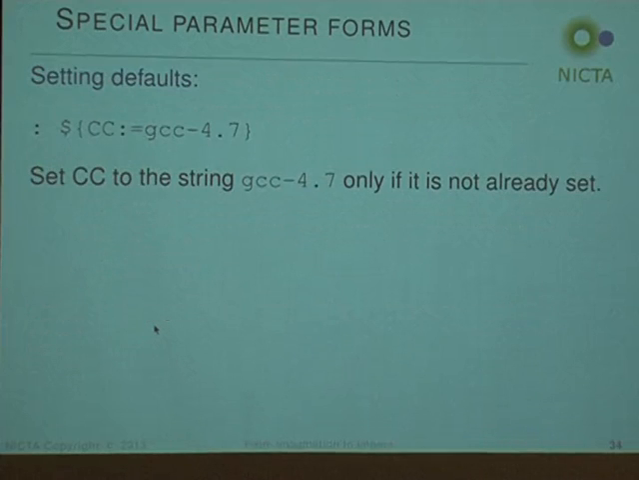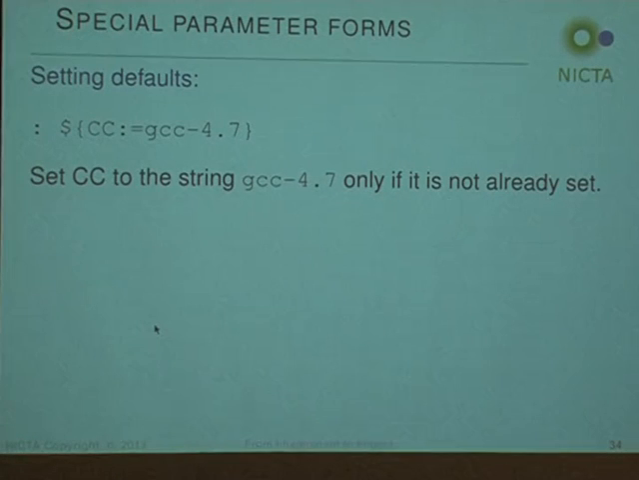A really simple example is in my build scripts, I've got something like this. Colon is a no-op in shell. It says do all the parsing and expansions that you would otherwise do, and then do nothing. And it returns true. Really useful, that one. In this case, we're going to say, okay, if CC is not set, set it to GCC 4.7. Otherwise, don't do anything. And that's my build script. I can set CC on the command line, and it'll override that. Otherwise, it'll just pick up its value.